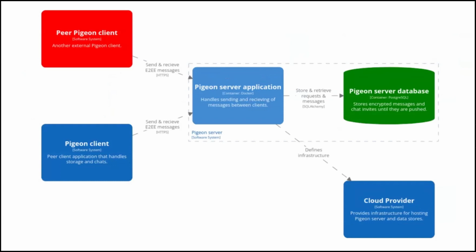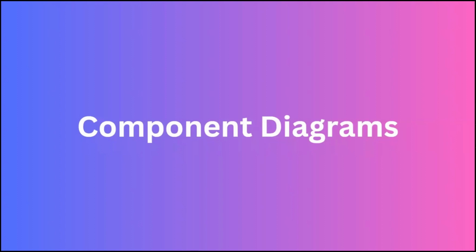Coming to the Pigeon server container diagram, we have the Pigeon server application, which handles the sending and receiving of messages between clients. Then we have the Pigeon server database, which stores all the encrypted messages and chat invites until they are pushed. And we have the Pigeon server application interacting with the cloud provider to define the infrastructure. Coming to the component diagrams, let's have a more granular look into the architecture.